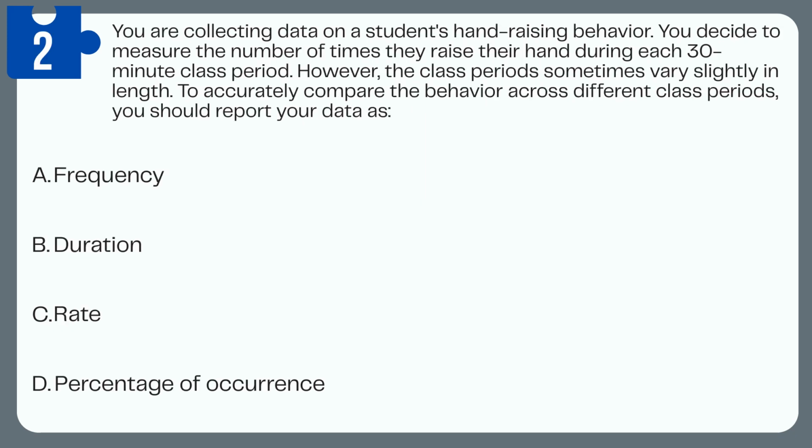Question 2. You are collecting data on a student's hand-raising behavior. You decide to measure the number of times they raise their hand during each 30-minute class period. However, the class periods sometimes vary slightly in length. To accurately compare the behavior across different class periods, you should report your data as A. Frequency, B. Duration, C. Rate, D. Percentage of recurrence.